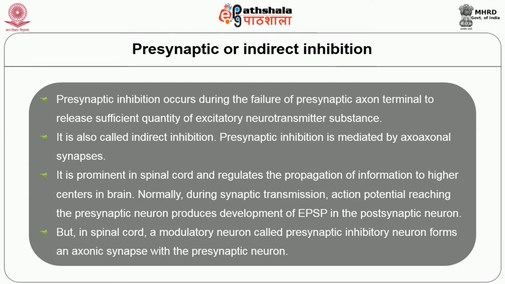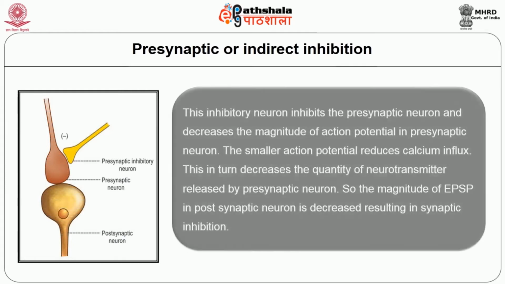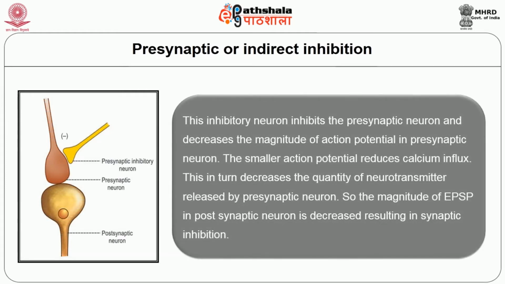But in the spinal cord, a modulatory neuron called the presynaptic inhibitory neuron forms an axo-axonic synapse with a presynaptic neuron. This figure shows the presynaptic inhibition. The inhibitory neuron inhibits the presynaptic neuron and decreases the magnitude of the action potential in the presynaptic neuron. The smaller action potential reduces calcium influx. This in turn decreases the quantity of neurotransmitter released by the presynaptic neuron. So, the magnitude of EPSP in the postsynaptic neuron is decreased, resulting in synaptic inhibition.